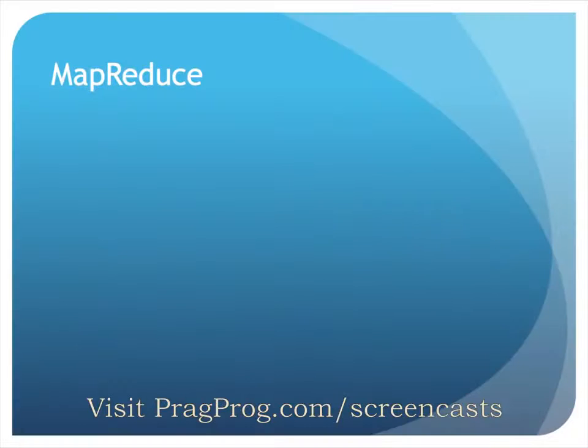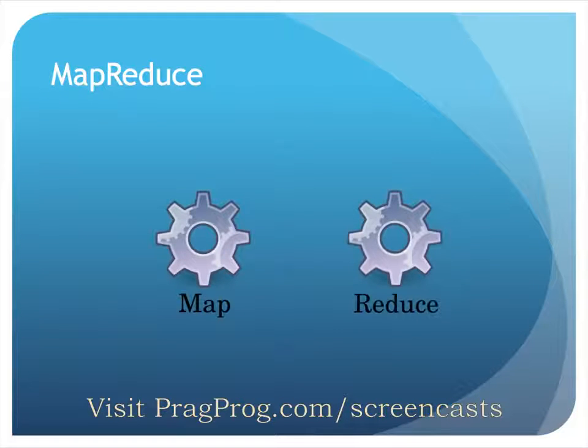Let's go deeper into Hadoop's MapReduce implementation. As the name implies, there are two phases to MapReduce. There is the map phase and the reduce phase. The first phase in a MapReduce program is the map phase.